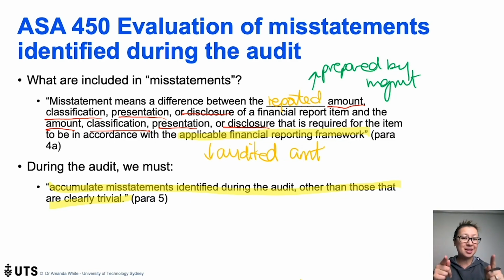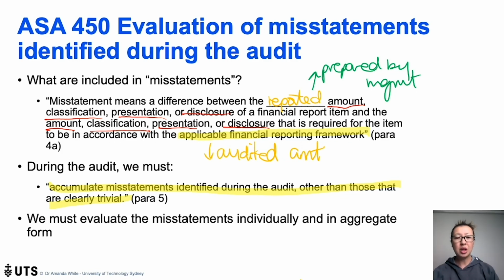But notice here it doesn't say material misstatements. It just says accumulate all of the misstatements. The reason that we don't knock out any misstatements by saying, oh, look, this is immaterial, is that we still pop it on the list, but we're going to step back and look at all of the misstatements together to see if there's anything that might be a trend or a pattern or something that we need to consider. So we have to evaluate the misstatements individually and also in aggregate form.